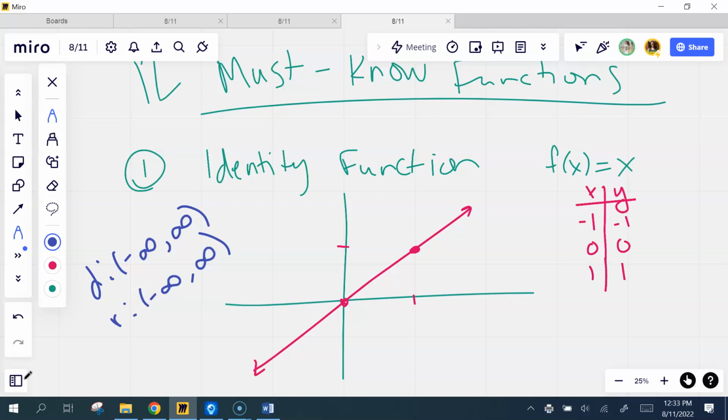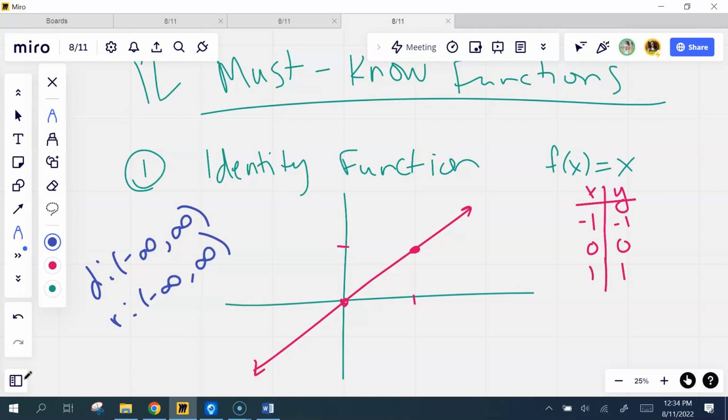On what intervals is it increasing? Any zeros? Yes, how many? 1, what is it? 0. How about symmetry? It's odd symmetry. Why is it odd? Rotational symmetry, you can rotate it 180 degrees.